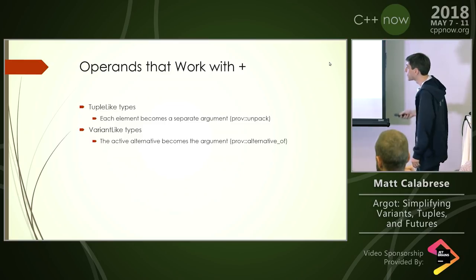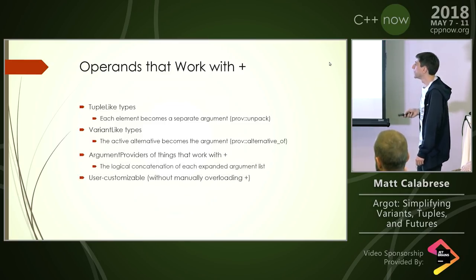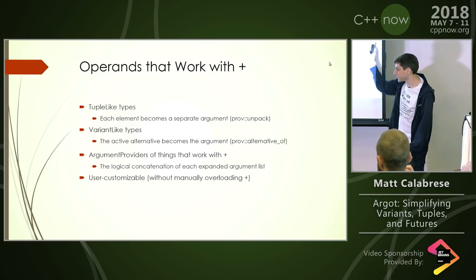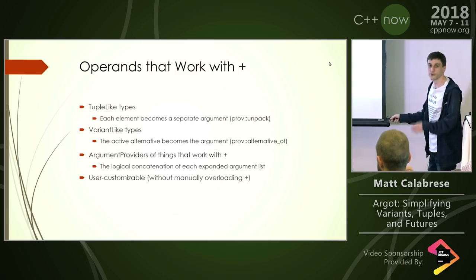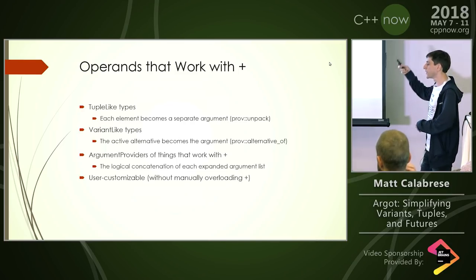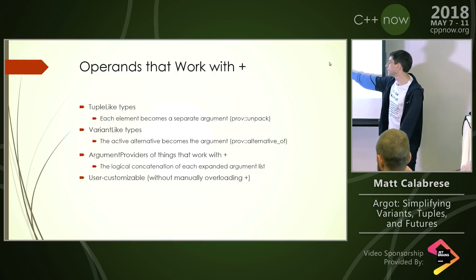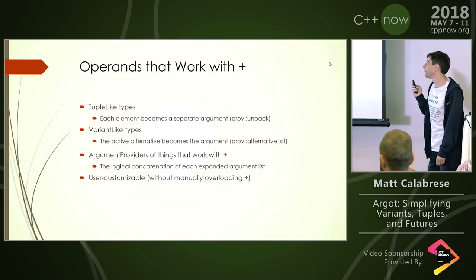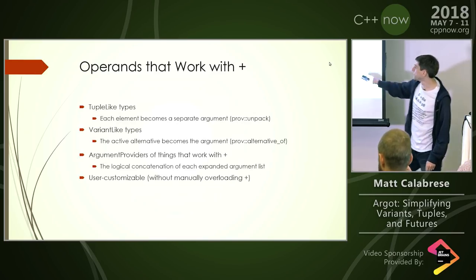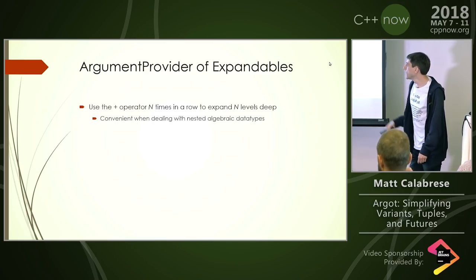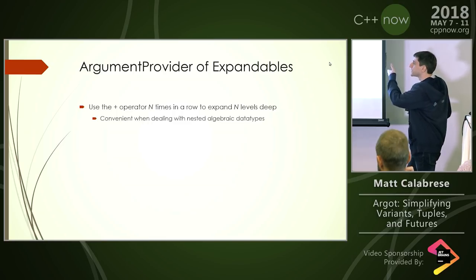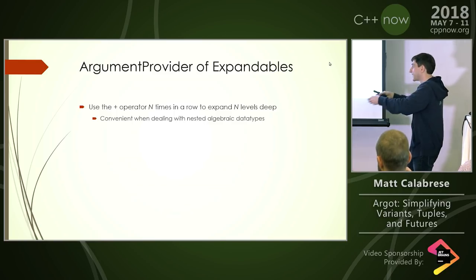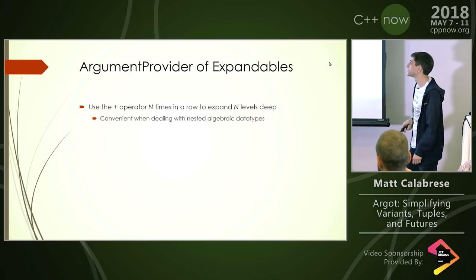So, as I've shown, some things that work with plus are tuple-like types and variant-like types. But it also works with argument providers of things that work with plus. If you don't understand the implications of this, I'll show you in the next slide. And also users can opt in and do that. That goes along with the fact that you can either just make your type tuple-like or variant-like, or you can model a concept called expandable. In which case, you don't have to overload the operator yourself. It just automatically notices that you model expandable, and then this plus operator is going to work. So, argument providers of expandables. What that basically means is that you can use plus any number of times in a row as you want. And if you have a tuple of tuples or a tuple of variants, then using it twice will expand it out two levels deep. So it's very convenient when dealing with nested algebraic data types.